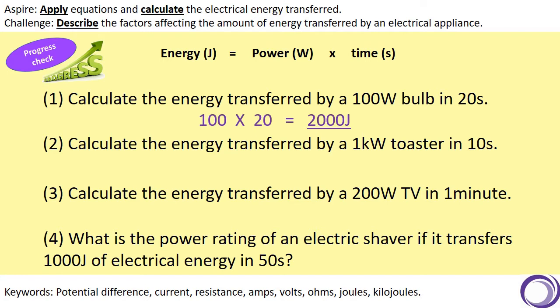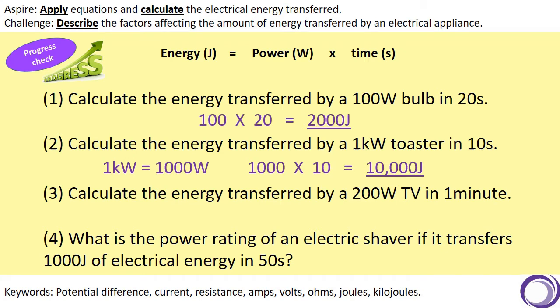Number 2, we've got 1 kilowatt. I hope you've not put 1 into the equation. You should have put 1000 in. So energy equals power times time. So 1 kilowatt is 1000 watts. So that gets you 1 mark to start with. So it's 1000 watts times 10 seconds, which is 10,000 joules. If you've got 10,000 joules, that's 2 marks. If you've just put 10 joules, you've dropped a mark.